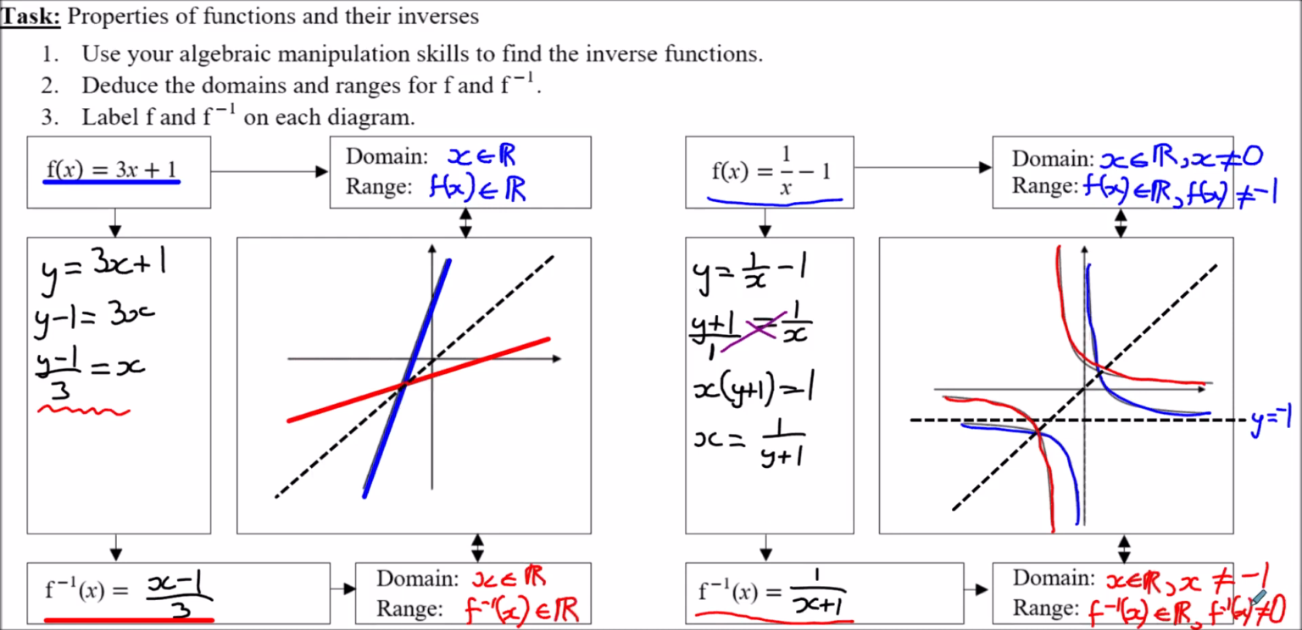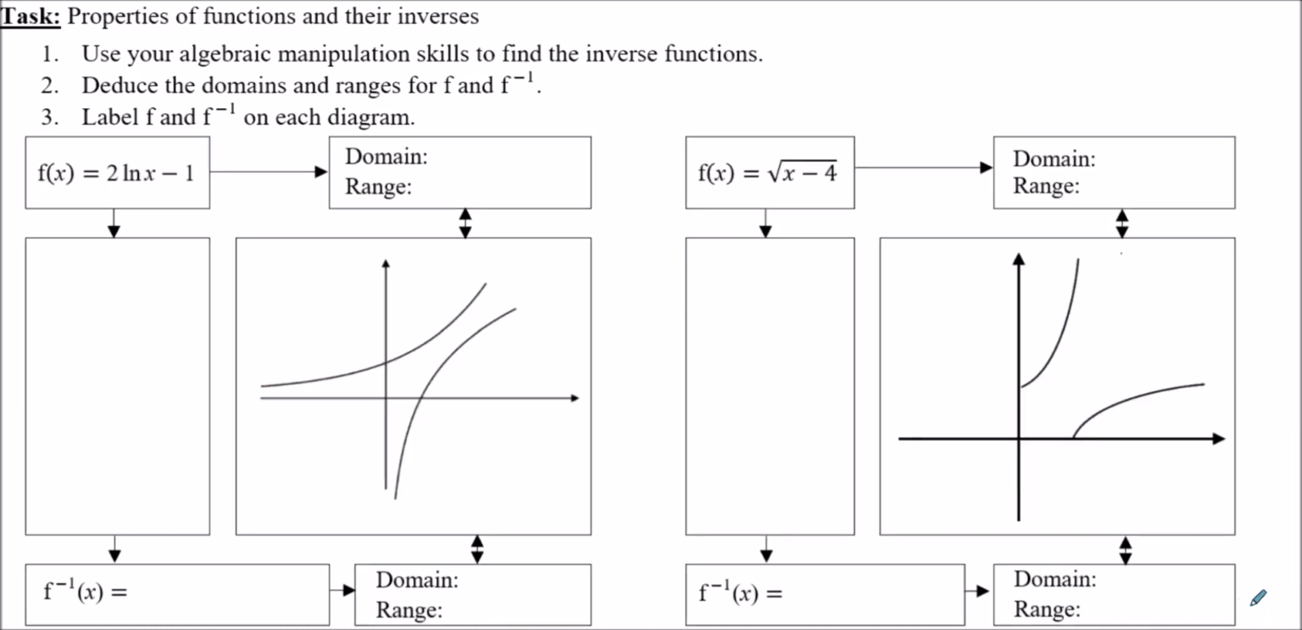Now let's have a look at the other couple of ones for you to try. So this one here, we've got an ln function. So f of x equals 2 ln x minus 1. Again, doing this in any order you prefer. The domain, what we need to know is that if we take the natural log, x can be anything as long as it's greater than 0. So the domain of this one is that x can be any real value, but x must be positive. We can't take a log of a 0 or negative value.